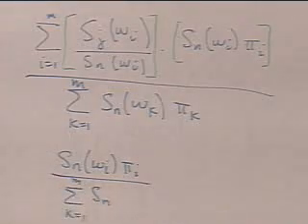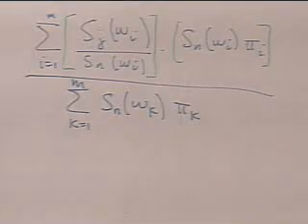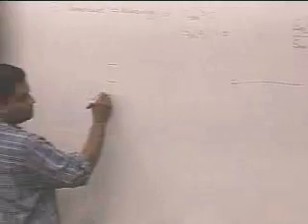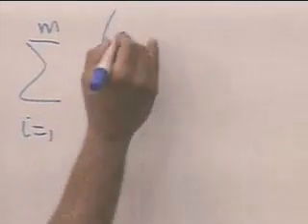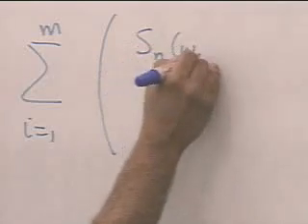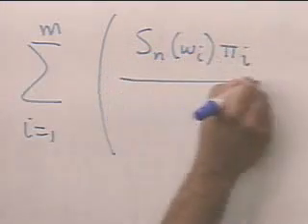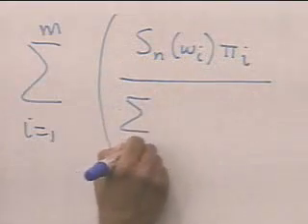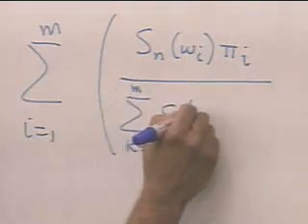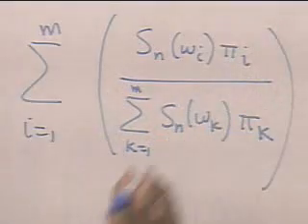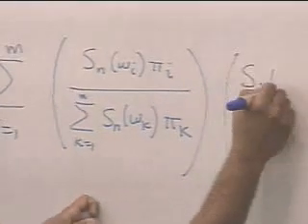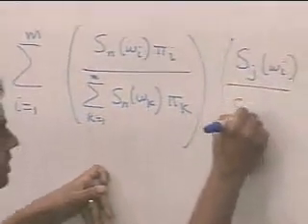This is probably completely off, so I'm just going to move it laterally. So from here, I'm coming over there. I'm taking the sum from i going from 1 through m. This is the summation at the top. I'm keeping that summation, except that I'm going to sum things in different orders. First term, I'm going to take Sn of omega i times pi i, divided by the entire summation, sum over k going from 1 through m, Sn of omega k times pi k. And multiply this by this ratio, which is Sj of omega i divided by Sn of omega i.